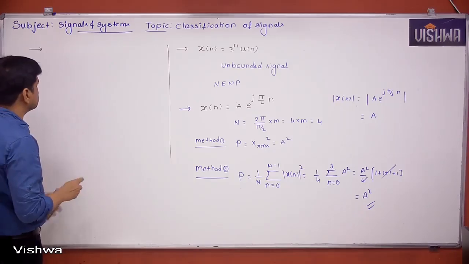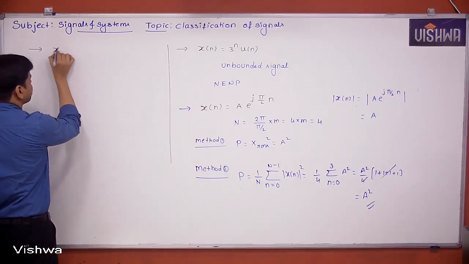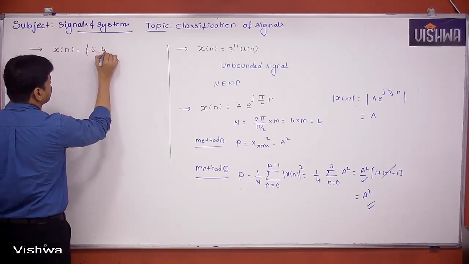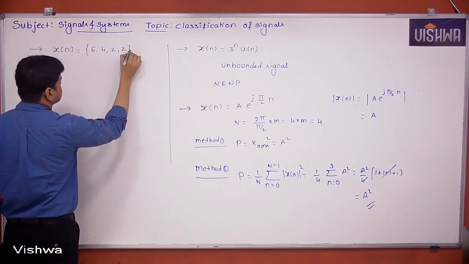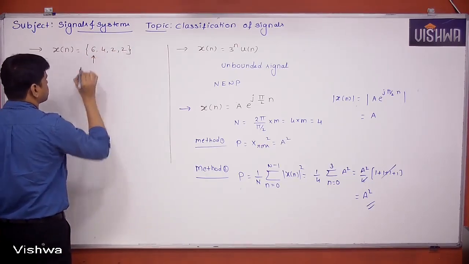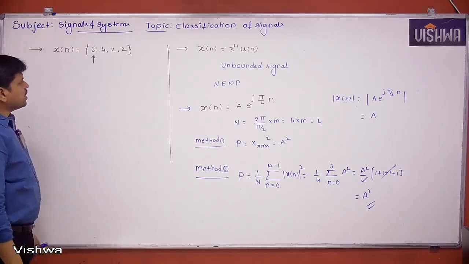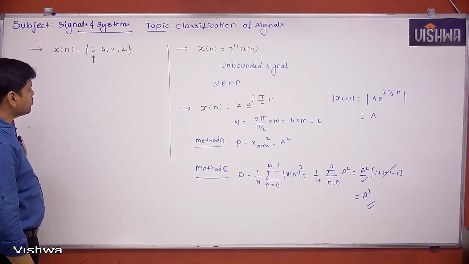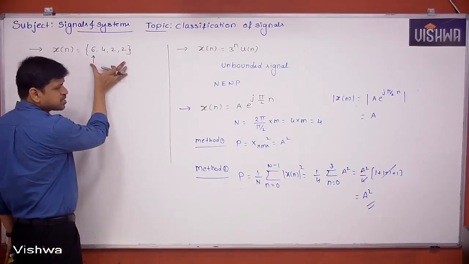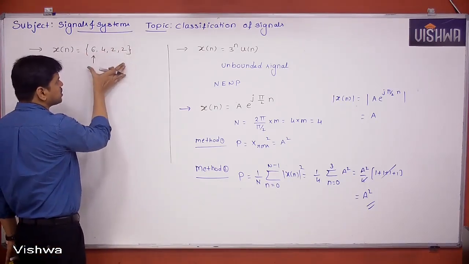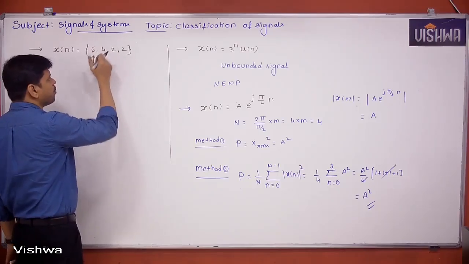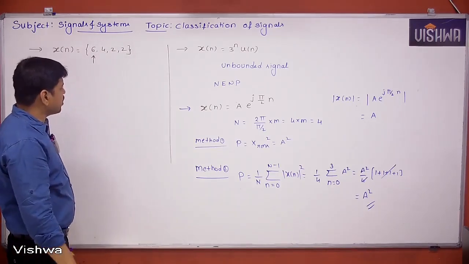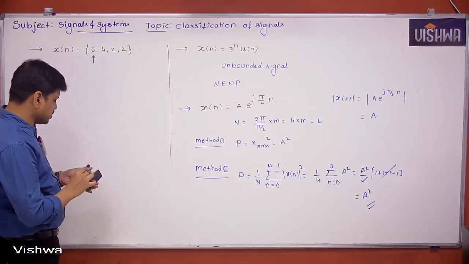Next, suppose x of n is equal to 6, 4, 2, 2, with the arrow at the first sample. Now what kind of signal is it? Is it an energy signal or a power signal? Definitely an energy signal. How can we say this? It is a finite duration signal because it is having a finite number of samples, and it is a finite amplitude signal because its amplitude is never going to be infinity. So finite duration, finite amplitude, so definitely it is an energy signal.